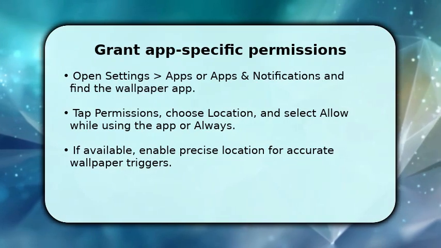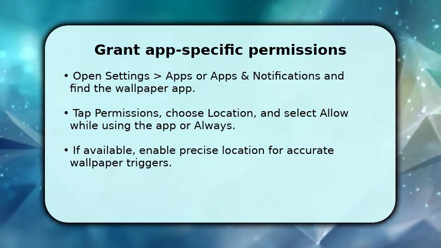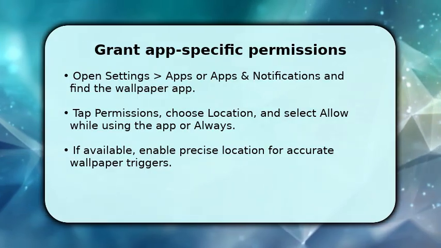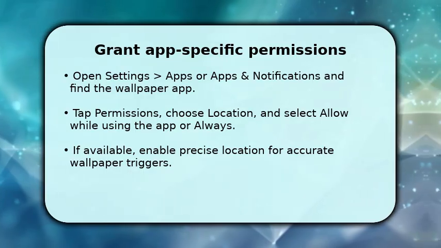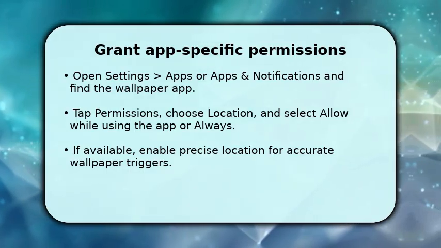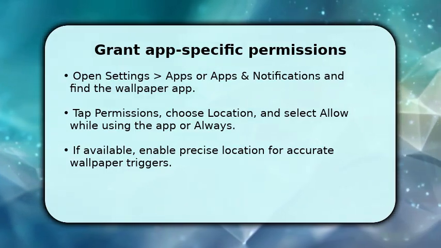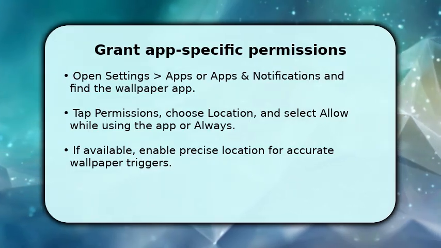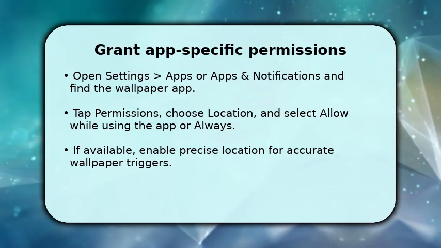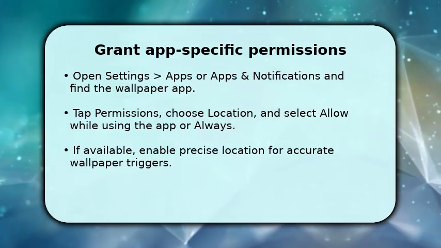Next, you'll grant the Wallpaper app the precise permissions it needs and learn why each option matters. Open Settings, go to Apps, pick your Wallpaper app and tap Permissions, choose Location. Select Allow while using the app for routine behavior. Choose Always only if your wallpaper needs background updates. Enable Precise Location so the wallpaper reacts to exact places.